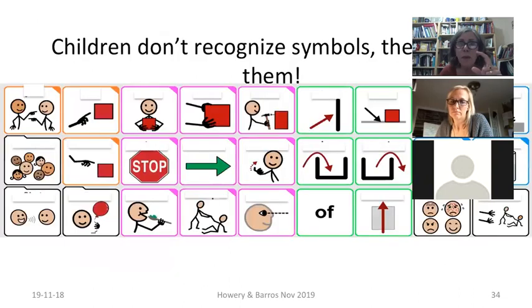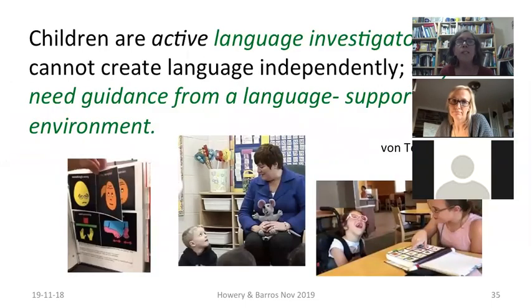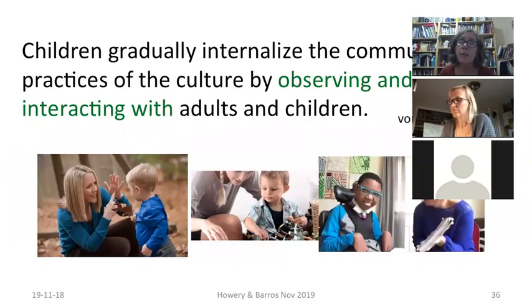Kids need to learn what symbols mean, whether they're oral symbols like the word chair or eat, graphic symbols, or textual symbols. We need to teach those symbols. And again, I would argue that making them too specific is potentially going to get in the way of kids learning language. Kids learn language by actively investigating. They need guidance from a language environment that's going to support them. And that's the truth for all kids, including kids with CCN and CVI. They need to be interacting with and observing adults and other people who are using their systems.